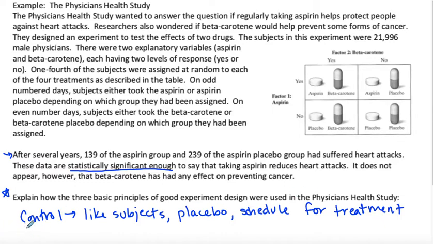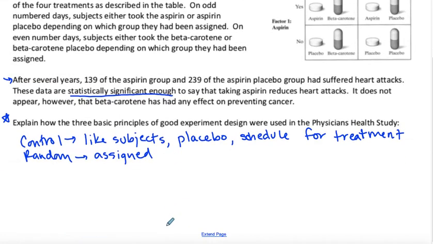As far as random, okay, the subjects were assigned at random to each of the 4 treatments. So assigned at random to one of 4 treatments.